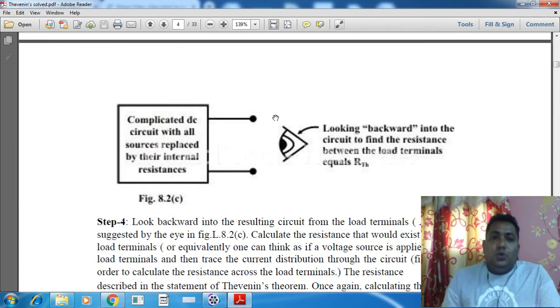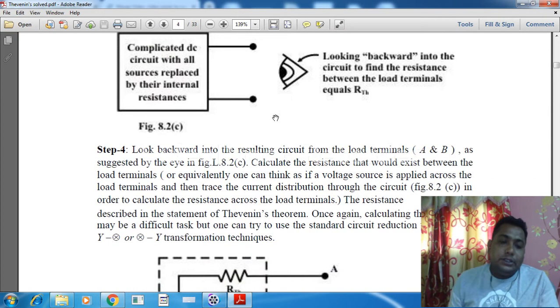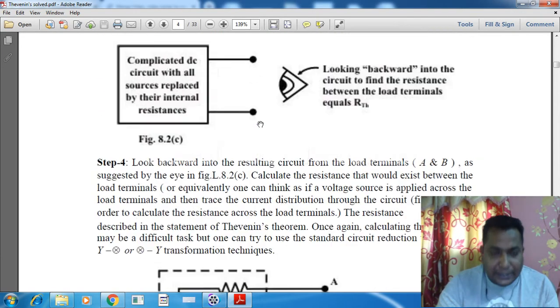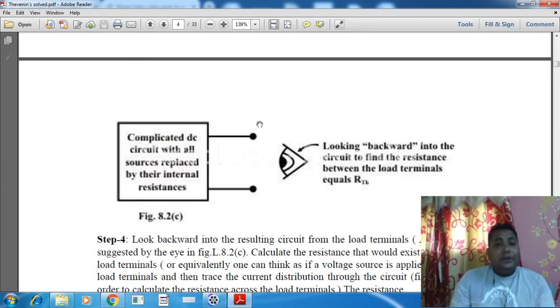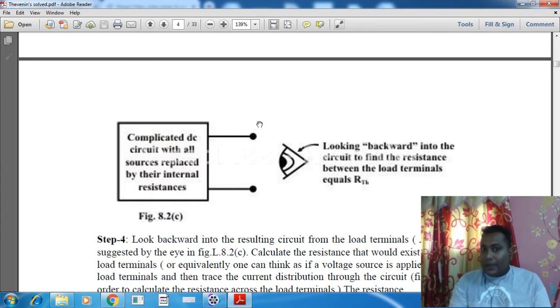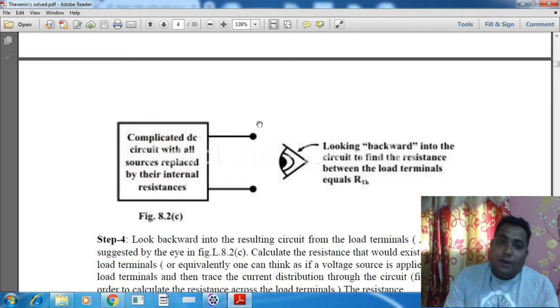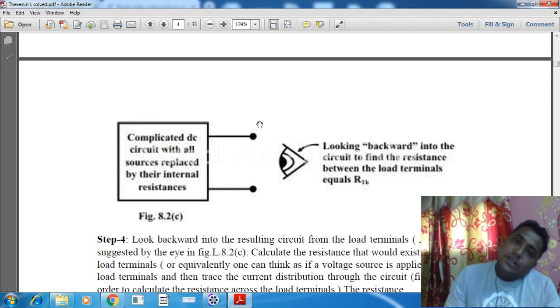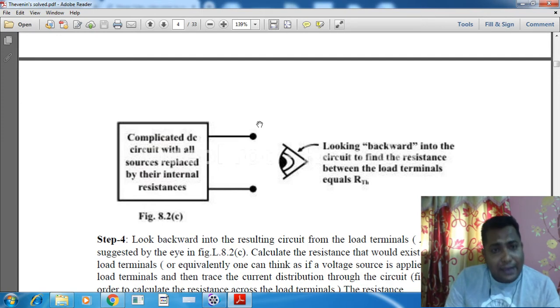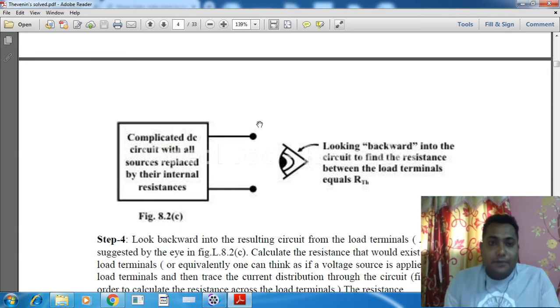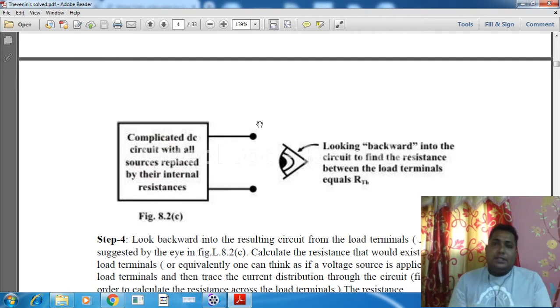In step 2, we have to view from the terminal from where we have disconnected the load resistance, and from there find out the equivalent resistance of the circuit, provided that you remove all kinds of sources from the circuit. All kinds of sources means whatever voltage source or current source we have in the circuit, we have to disconnect it to find the equivalent resistance of the circuit viewing from the open terminal. So this is step 2.